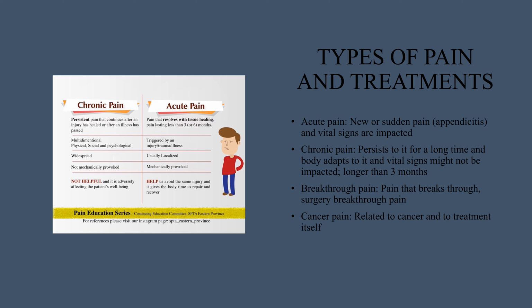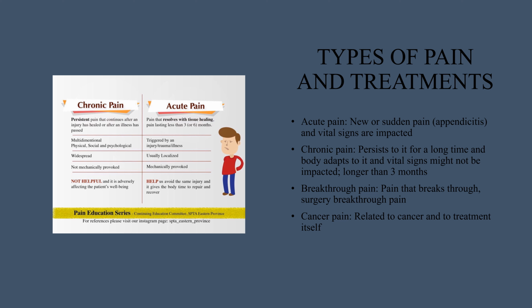So we need to know that acute pain is a new or sudden pain, and the vital signs are going to be impacted. So think about somebody with an appendicitis. They were fine, and then all of a sudden their right lower quadrant started hurting. They're in a lot of pain. They're bent over, and they're probably going to have high blood pressure, high heart rate. Versus chronic pain, where the pain persists for a long time and your body adapts to it. So the vital signs might not be impacted. Chronic pain is usually longer than 3 months.